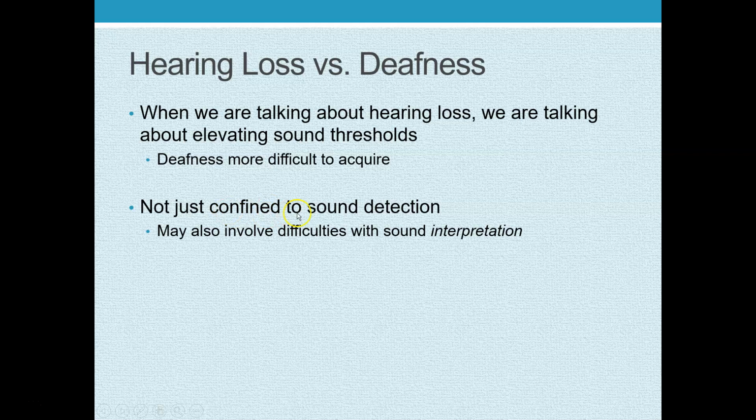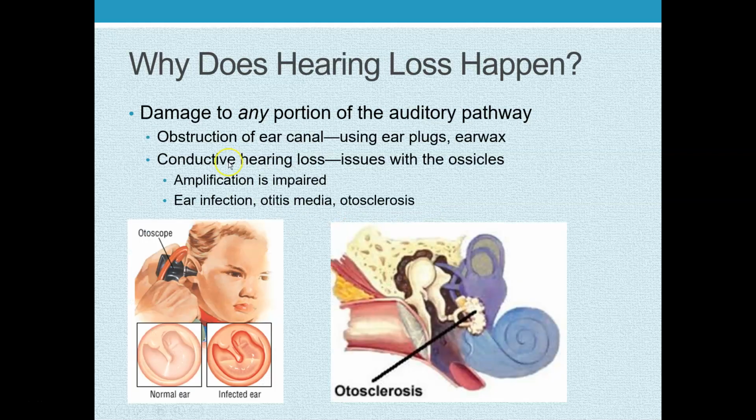Now, I will mention that even though I'm talking about this in terms of a threshold and detection, it's not just confined to that detection. It may also involve difficulties with interpreting sounds or noticing differences between frequencies or noticing different words that people are actually saying. So why does hearing loss happen? Hearing loss will happen if you damage any part of the auditory pathway. This can occur through a variety of different ways.